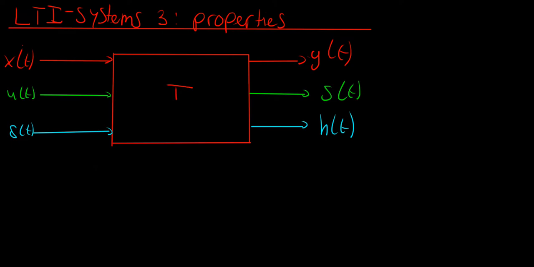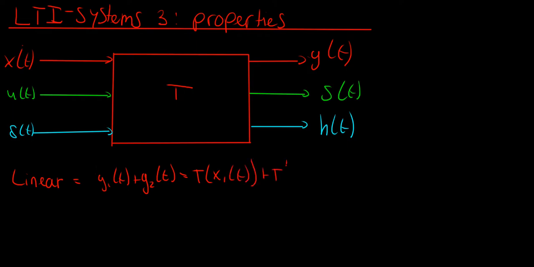Two of these properties I've already explained, but I'll explain them again. There's linearity. When a system is linear, that means that if I have a y1(t) plus a y2(t), this is the same as when I would have input the two functions separately, or if I've just put them both through the system at once.